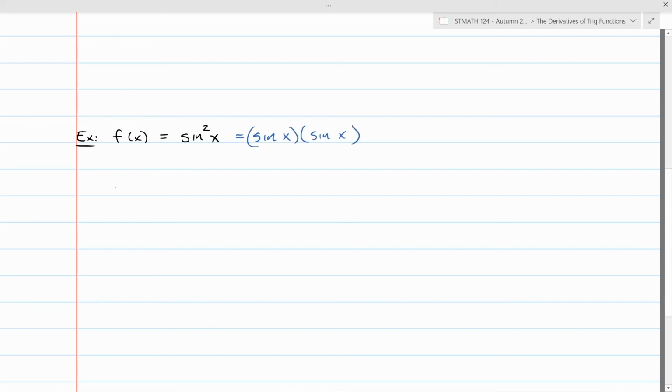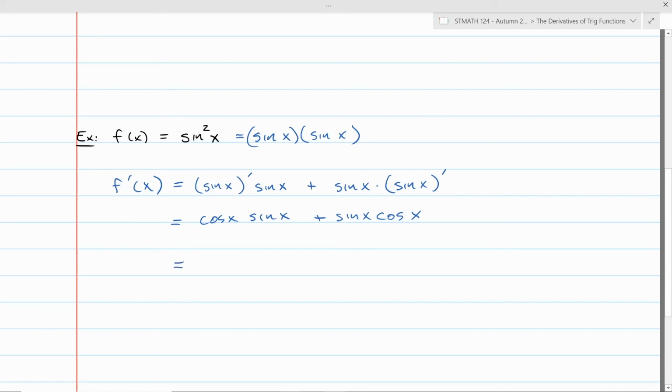So then to take the derivative of this, I could just use the product rule. And then I'd take the derivative of the first term, then multiply times the second term left alone, plus then leave the first term alone, multiply times the derivative of the second term. So I'm going to get cosine x sine x plus sine x cosine x. But those are really the same term because when you multiply, it doesn't make any difference what order you multiply in. So I could just write that as 2 times sine x times cosine x because it's the same thing repeated twice, right? Okay, that's where we're at.